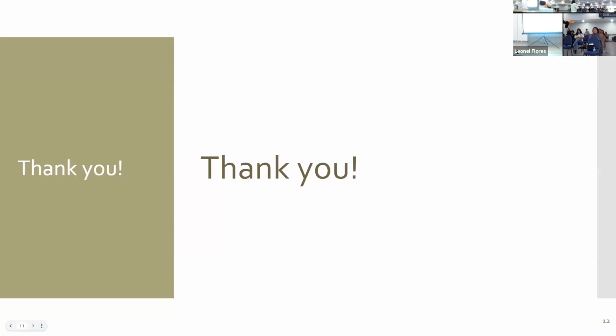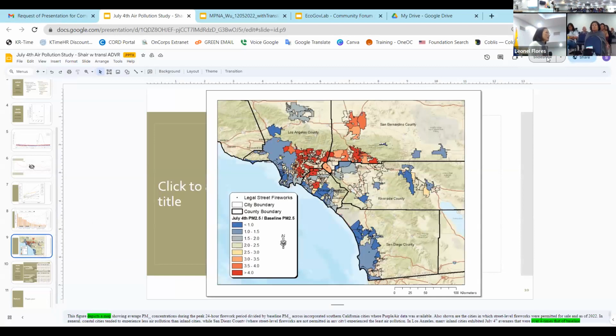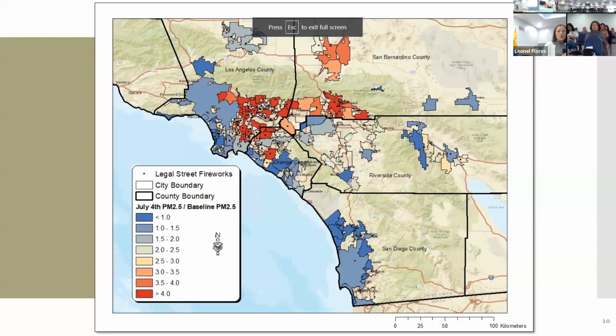Also, GREEN-MPNA is a community that we have. This is the map showing the Southern California area. So we zoom out to the larger region.